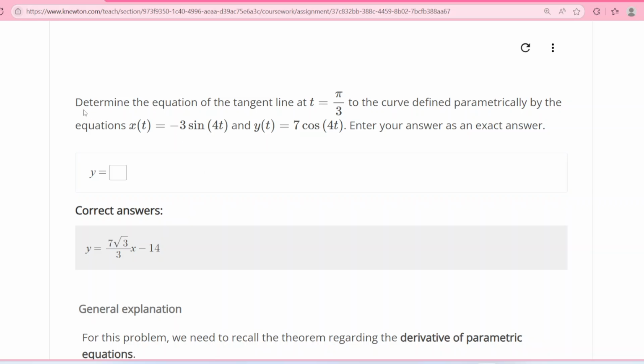All right, so we're asked to determine the equation of the tangent line at t equals pi over 3 to the curve defined parametrically by the equations x of t equals -3 times the sine of 4t and y of t equals 7 times the cosine of 4t. And finally, enter your answer as an exact answer. That simply means don't punch the numbers in a calculator and round to decimal places, just leave things as they are.